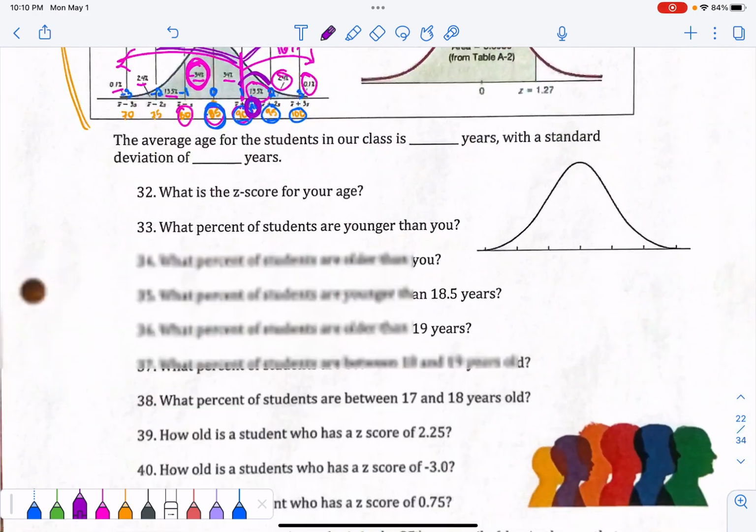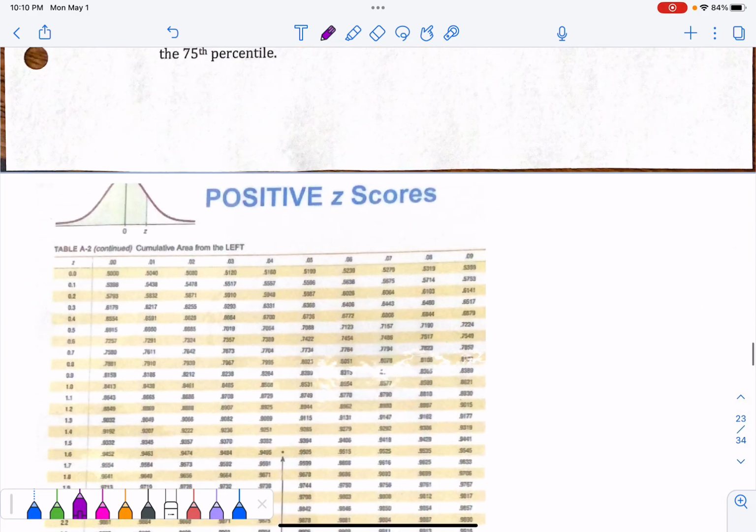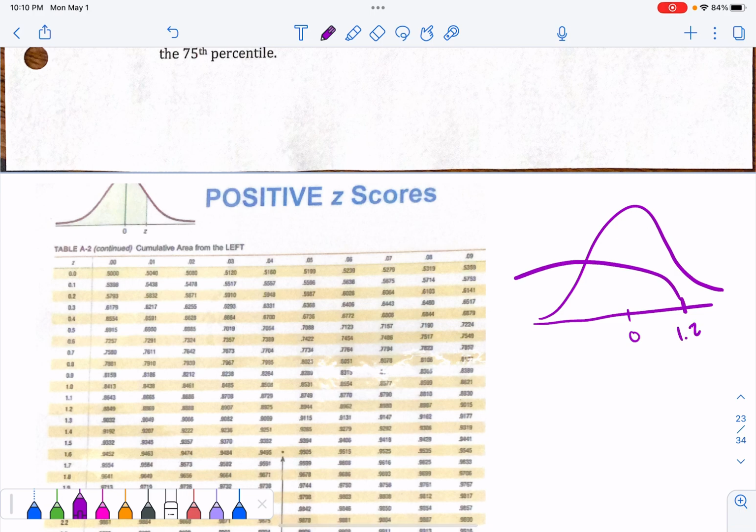That's where we have to figure out this z-score table right here, okay? These z-scores, positive z-scores, negative z-scores. So if I'm going to draw my bell curve here, here's where 0 was. If I was at a 1.2 for a z-score, what percent of people would be below me and what percent of people would be above me?